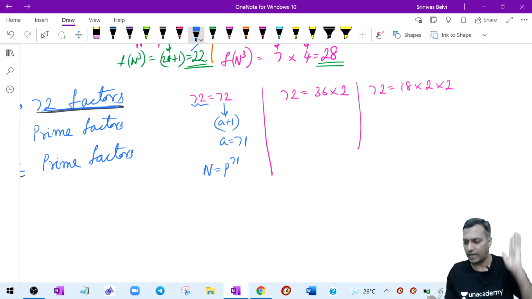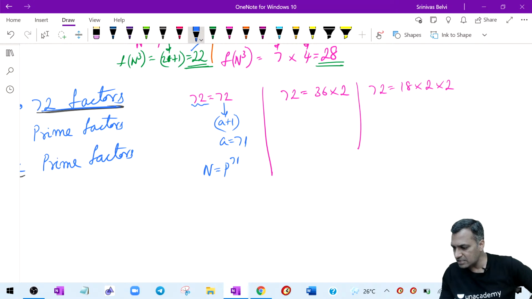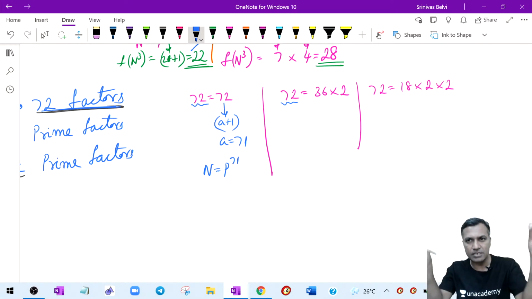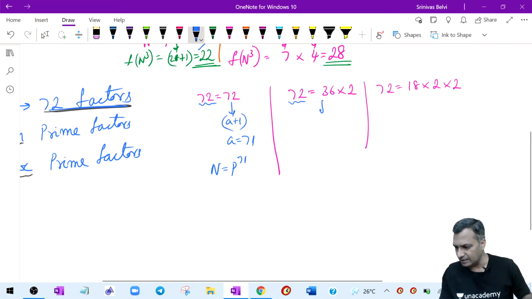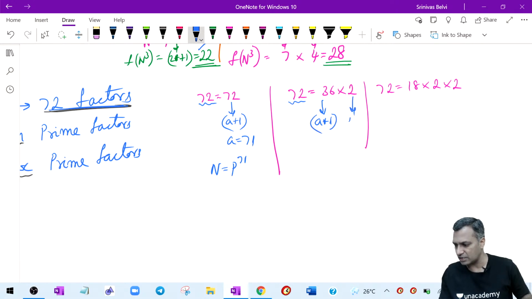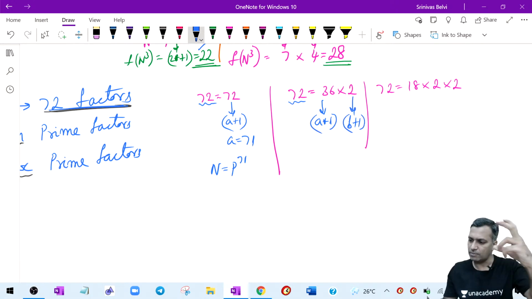There is only one prime, therefore number of factors, it has only one prime, rest are composite. Had it been something like this, 72 is written as 36 into 2. Why? Because before you generate the factors, you would have multiplied some numbers to get those factors. In the sense, you would have written this as a plus 1 and b plus 1. This 2 is nothing but b plus 1. A plus 1, b plus 1.